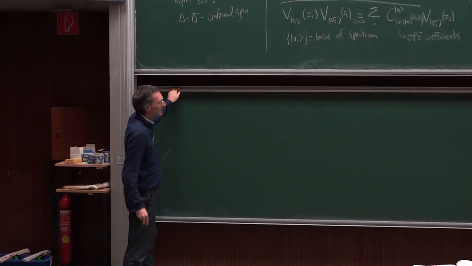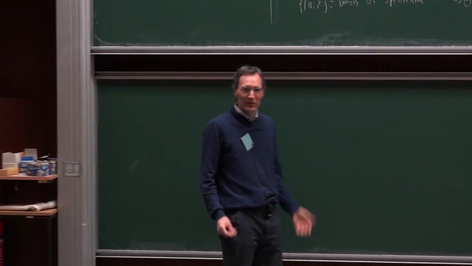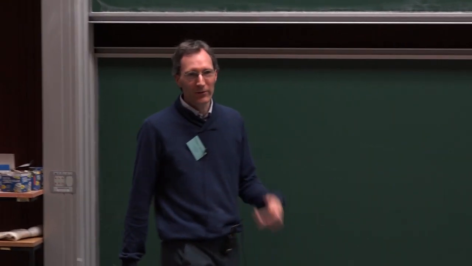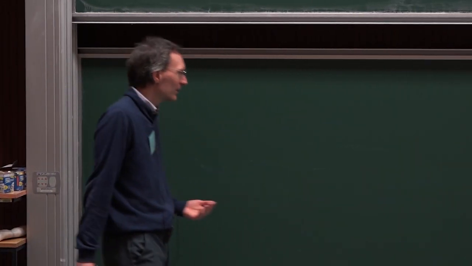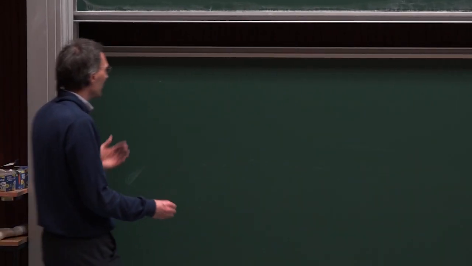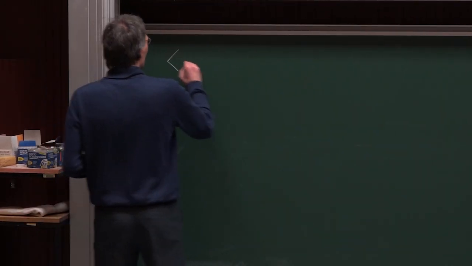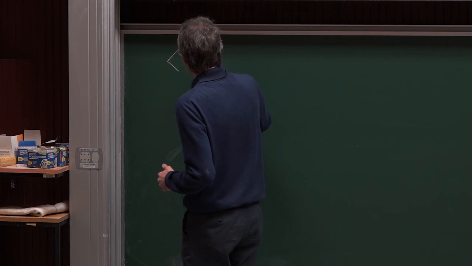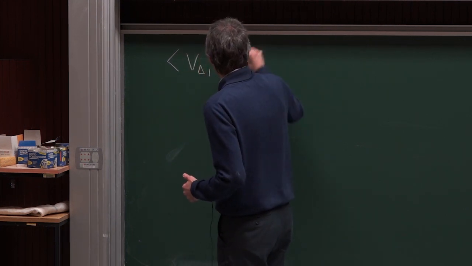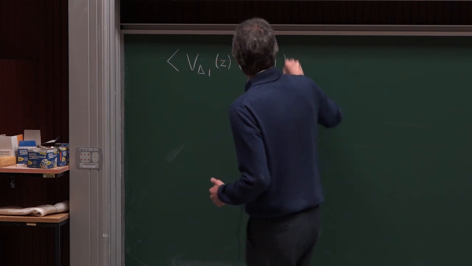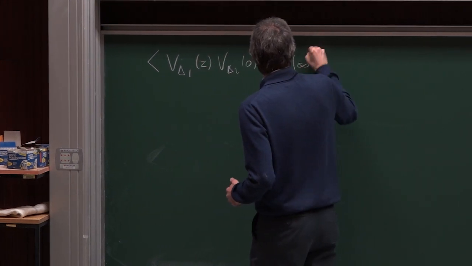So now, let's compute 4-point functions then. We'll stop at 4-point functions, and actually we'll have good reasons to stop at 4-point functions. But for the moment, let's try to compute a 4-point function. In order to simplify notations, I'm sending the fields to z, 0, infinity, and 1.